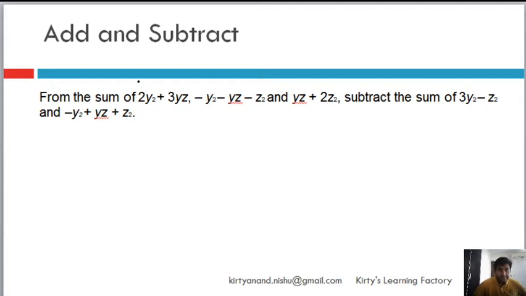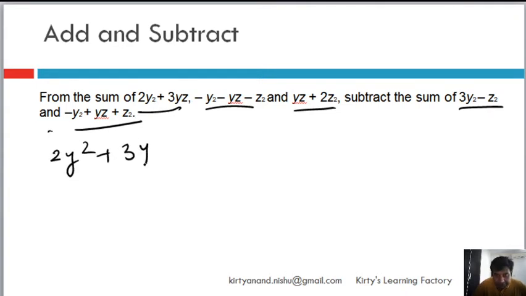Just a practice sort of a thing. From the sum of terms this and this, subtract the sum of this. It's fairly simple. Let's do it. 2y square plus 3yz. Okay, we have to add first these three. Minus y square. Do we see a y square? Yes, we see. So we put minus y square here.